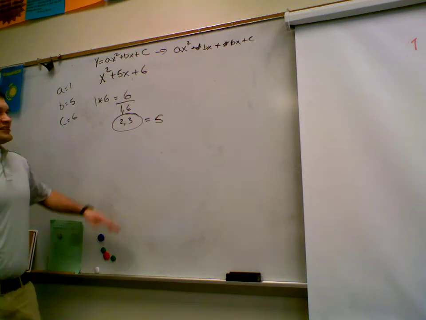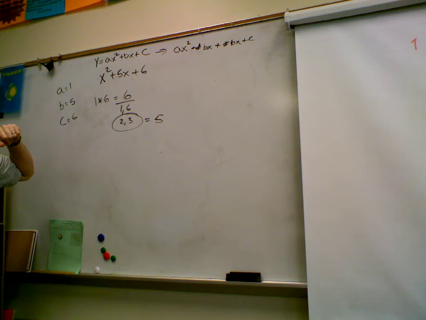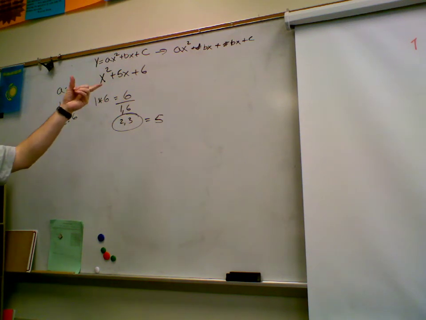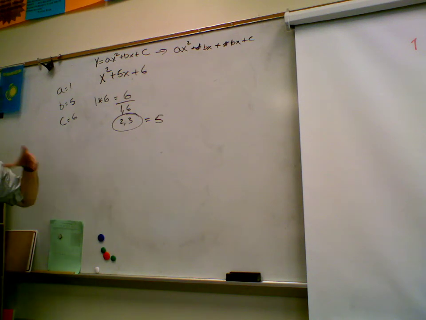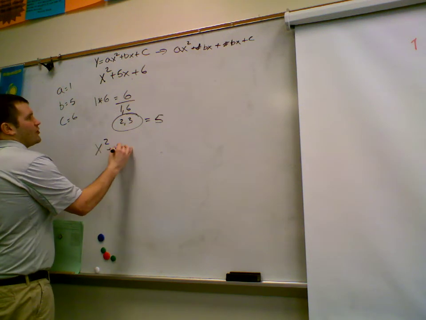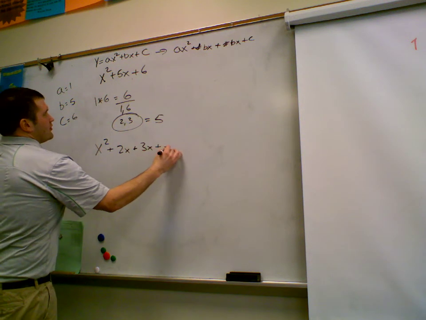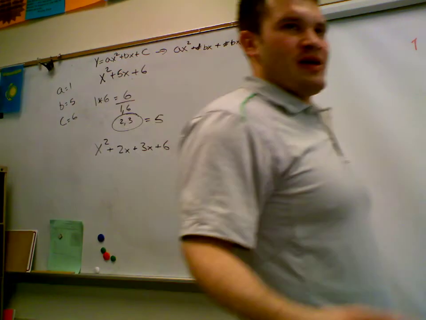Alright, so this hashtag bx and hashtag bx, what numbers are those? They're the two numbers that add to b, right? So what are our two numbers that add to b? 2 and 3. Okay. So that means I'm going to take this in step 4 and rewrite it like that. Okay. Does that make sense, guys?